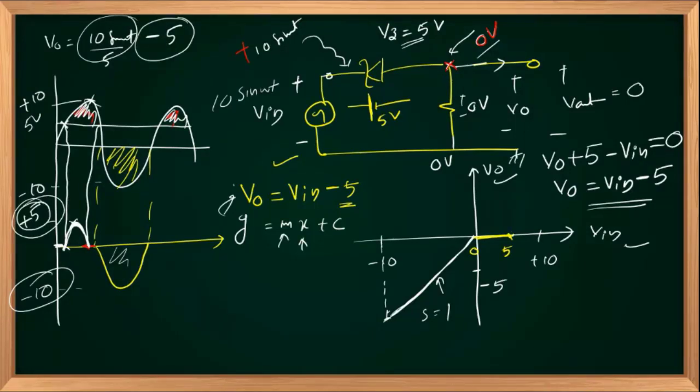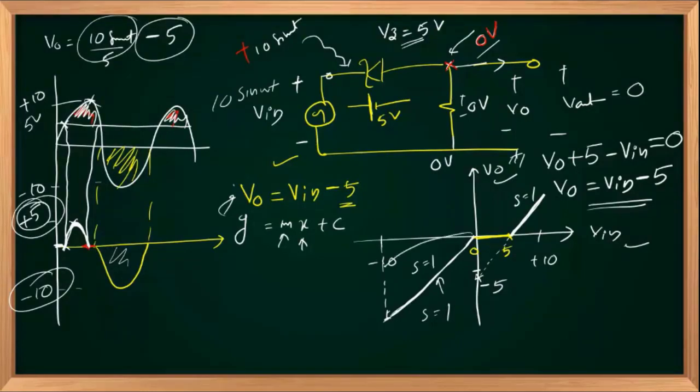So it is valid if and only if V in is greater than 5 volts. So the straight line will start from 5 and go linearly as input goes up. And if you are extending this, it will cross at minus 5. Right? So in this example, you have slope equal to 1 region here and not equal to 1 here.